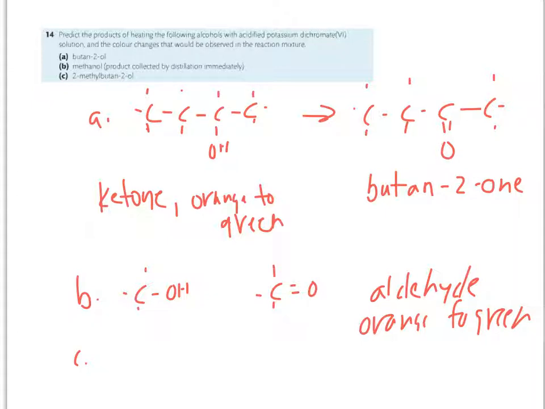For letter C, I have 2-methyl-2-butanol. So I still have the 4 carbons, but this time the second carbon has got the OH group on it, and it's also got 2 methyl groups on it, which look like this. So this is a tertiary alcohol, and there's going to be no reaction because there's no room to get into that OH group and oxidize it.